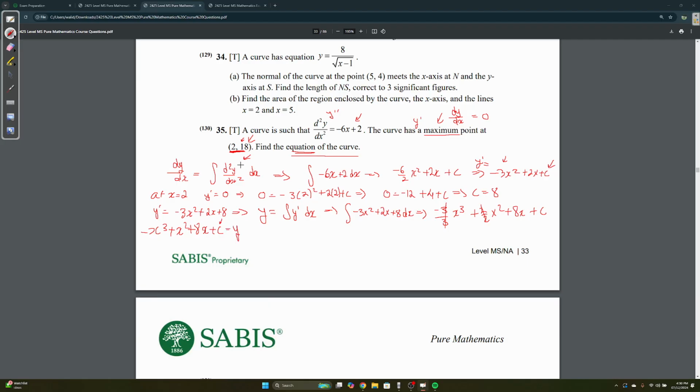Remember, we can't keep it in terms of c. Now we actually substitute the 18, because now we're on the curve. Okay, so it's going to be minus 2 cubed plus 2 squared plus 8 times 2 plus c is equal to 18. You're going to get negative 8 plus 4 is negative 4 plus 16 is 12. c is equal to 6. So therefore you're going to get y is equal to minus x cubed plus x squared plus 8x plus 6. Let's check this answer.